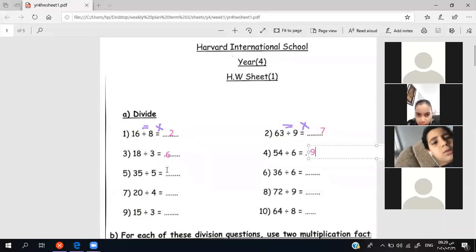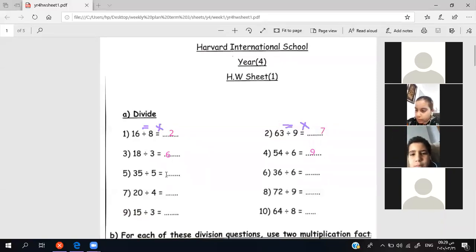About number 5. What times 5 gives me 35? Okay, I count 5, 10, 15, 20, 25, 30, 35. So it is 7. What times 6 gives me 36? I know by my song. 6 times 6 equals 36.